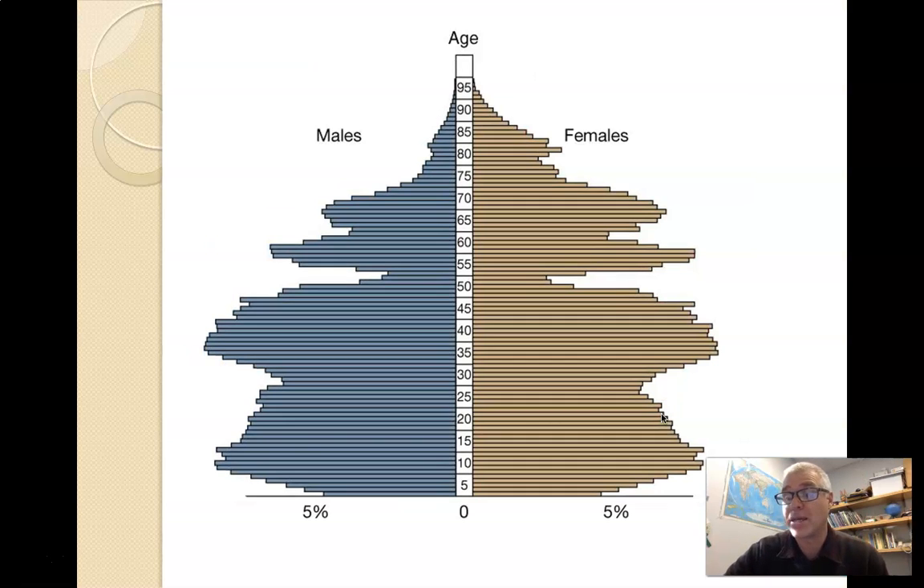And then sometimes you get really wacky ones, like this is Russia. And you can see the effects of old wars. You can see a lot more females than males at the older ages. And then you can also see the total kind of population collapse as birth rates have really gone through the floor in Russia in the past 20 or so years, since the fall of the Soviet Union.